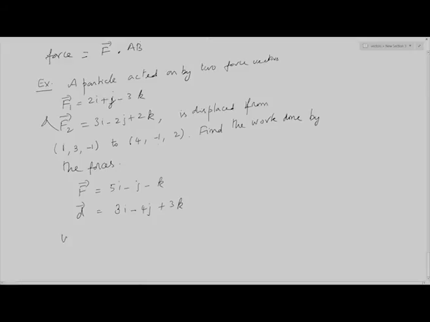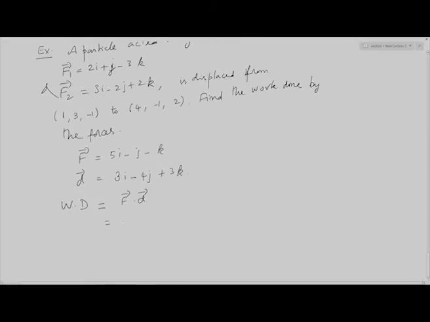I know the net force and the displacement vector. Therefore, work done, WD, is equal to F dot D. If I take the dot product, we get the work done, which is simply a number. Work is a scalar quantity. So F dot D is equal to 15 plus 4 minus 3, which is equal to 16 units. This is the work done by this force.